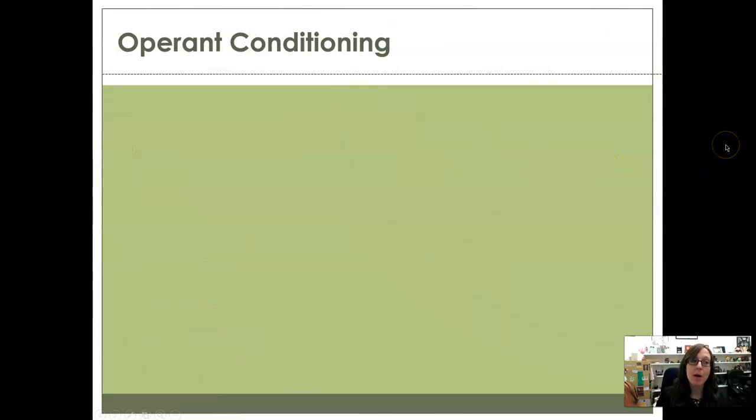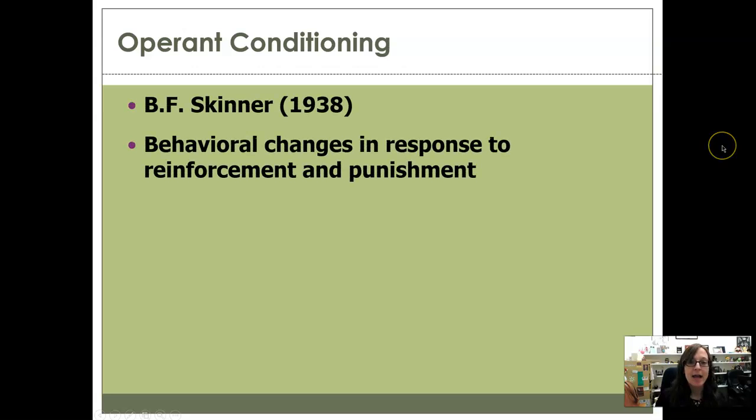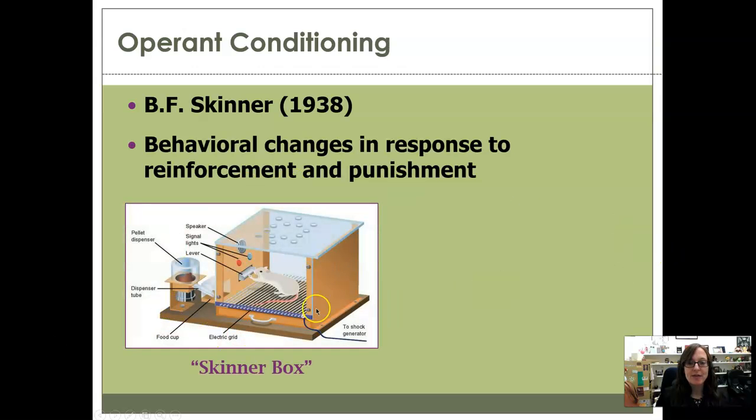And then we have operant conditioning. This would be B.F. Skinner type operant conditioning. This is where we have behavioral changes that happen in response to reinforcement and punishment. This is an example of the Skinner box.